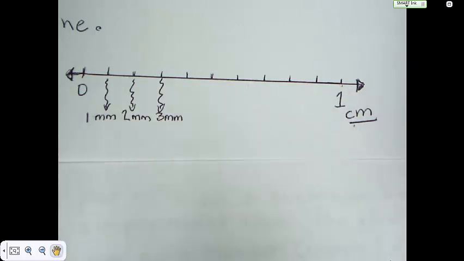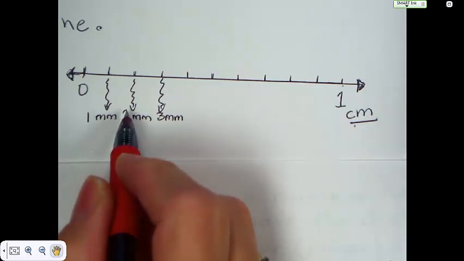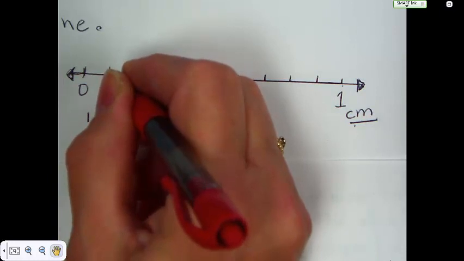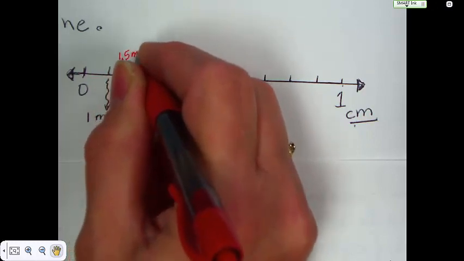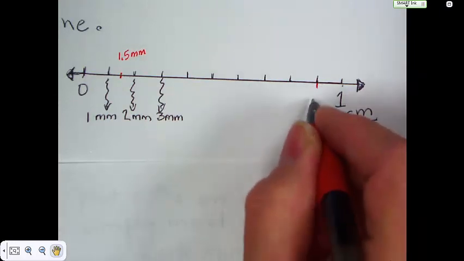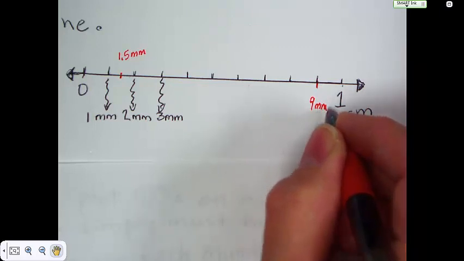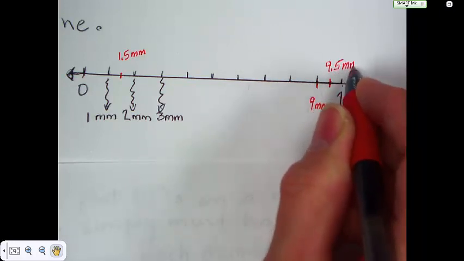Now, if I wanted to be a little bit more creative and I wanted to mark where 1.5 millimeters was, okay. Well, this is 1 millimeter and this is 2 millimeters. So 1.5 to me would be right in between. Okay, so then this becomes 1.5 millimeters. And you could go down here and this is 9 millimeters here, right? You could actually mark 9.5 millimeters. So that's kind of an interesting thing.